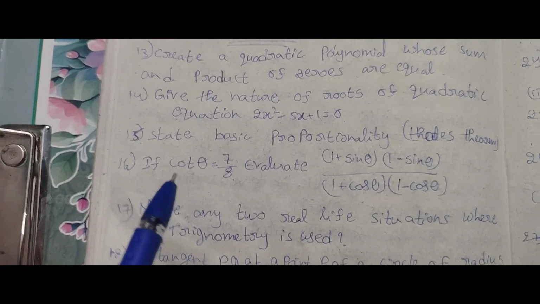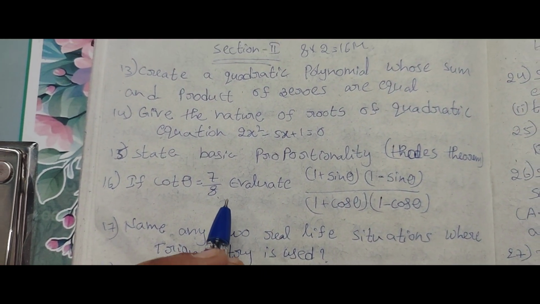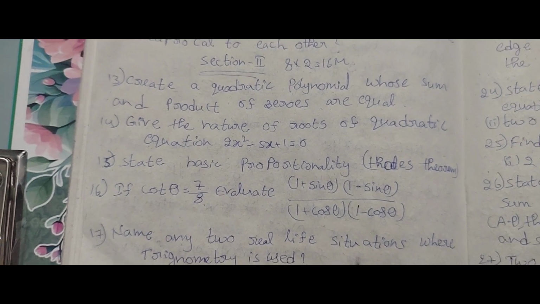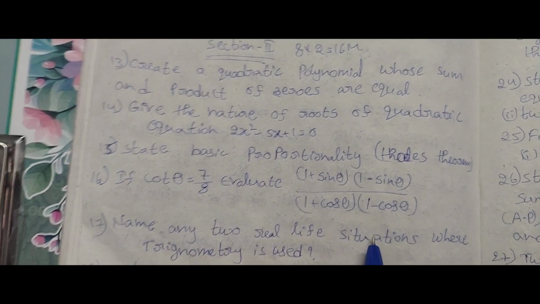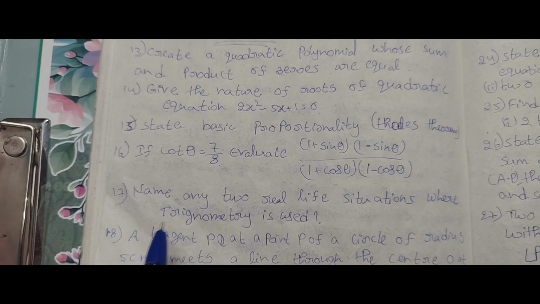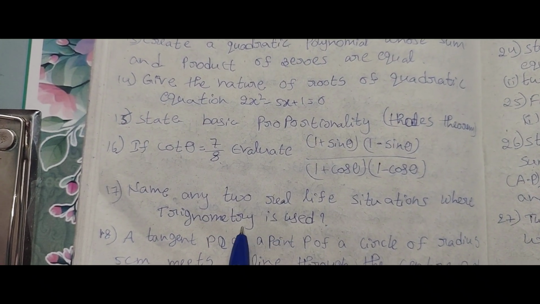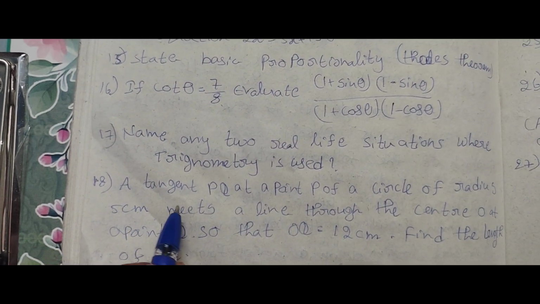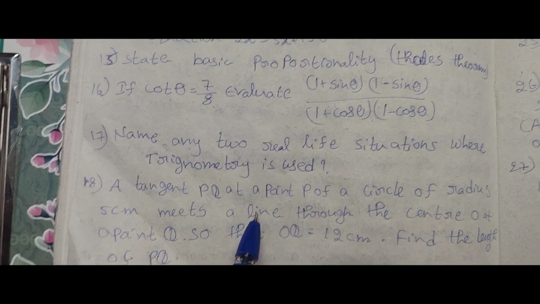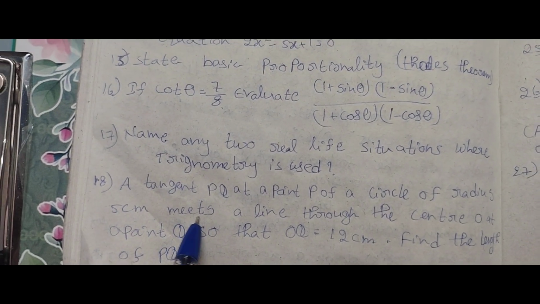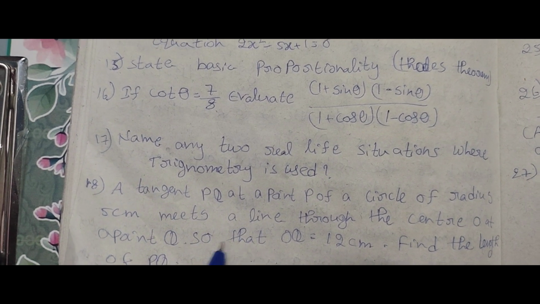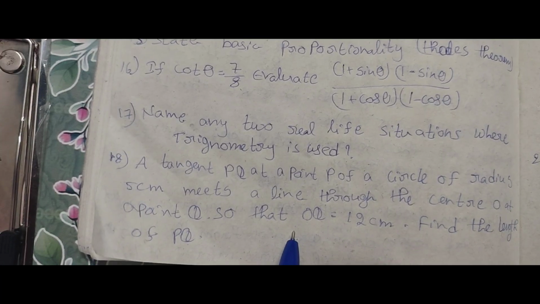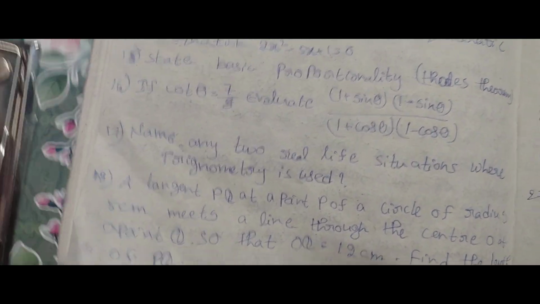Next 16th, if cot θ equal to 7/8, evaluate (1 + sin θ)(1 - sin θ) by (1 + cos θ)(1 - cos θ). Next 17th, name any two real life situations where trigonometry is used. Next 18th, a tangent PQ at a point P of a circle of radius 5 centimeters meets a line through the center O at a point Q so that OQ equal to 12 centimeters. Find the length of PQ.